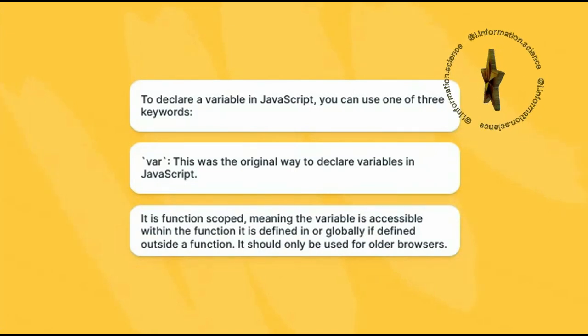var. This was the original way to declare variables in JavaScript. It is function scoped, meaning the variable is accessible within the function it is defined in or globally if defined outside a function. It should only be used for older browsers.